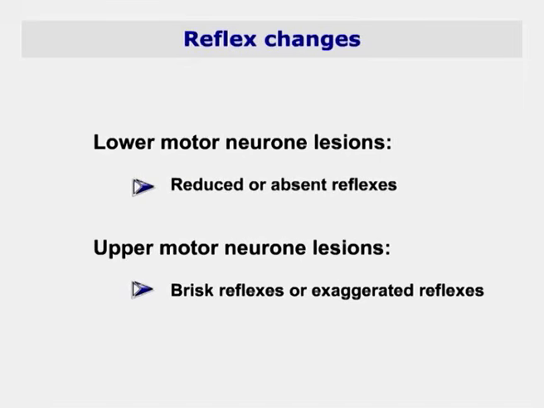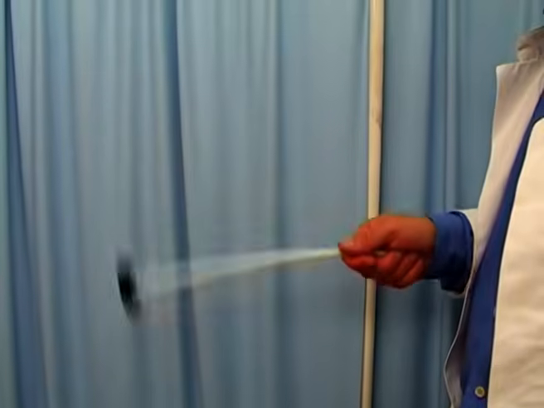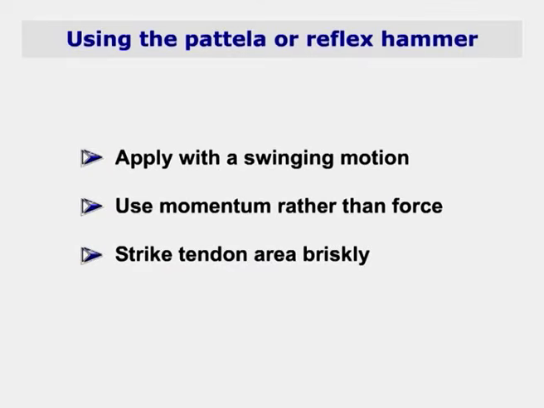You should also be reminded at this stage that lower motor neuron lesions cause reduced or absent reflexes, in contrast to upper motor neuron lesions which result in brisk or exaggerated reflexes. Familiarize yourself with the patella hammer and learn to use it properly. A long-handled patella hammer with a large round head is preferable. It allows you to swing it from the end so that you strike the tendon in a swinging brisk motion using momentum rather than force.